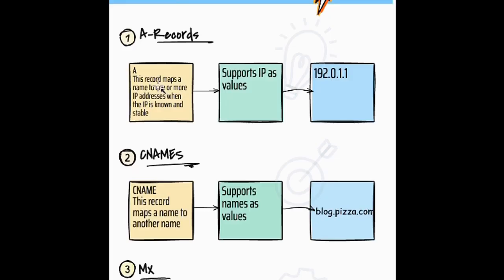So the first one we're going to talk about is A records, right? An A record maps a name to one or more IP addresses when the IP is known and or stable. So they may be running a server at their particular location. They may say, hey, map everything to our server and then we'll support it. And you're going to see it's going to be an IP address. So this is, hey, map your name to this server. Okay, I would have to create an A record, right?